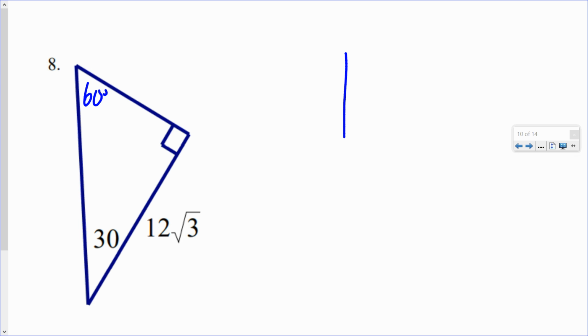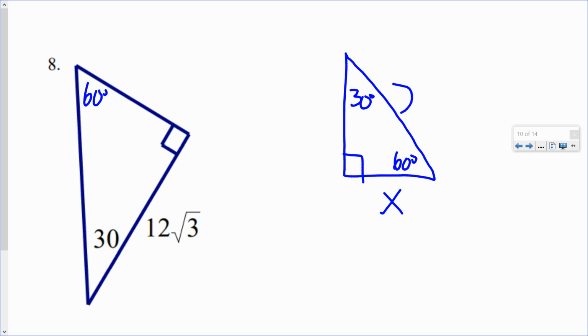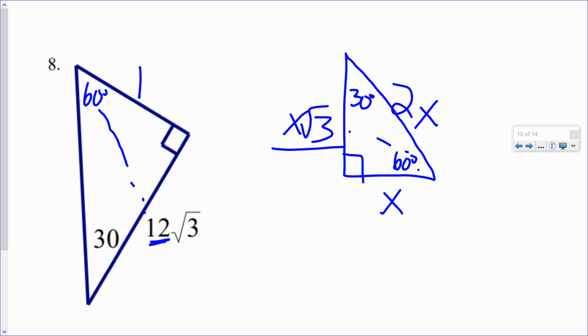30, 60, 90 just gets a little crooked. It's all about what's opposite what. So 30 is opposite the small leg, 60 is opposite the big leg, the small leg is half of the hypotenuse, or the hypotenuse is double the small leg. The large leg is the small leg with a rad 3 tacked on. So this 12 rad 3 is opposite the 60, so it corresponds to that, which makes x the small leg, 12, and the hypotenuse double that, 24.